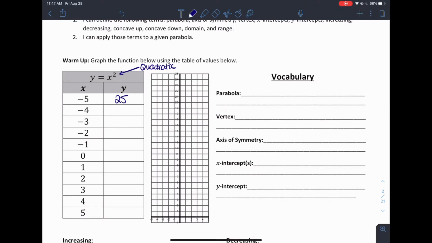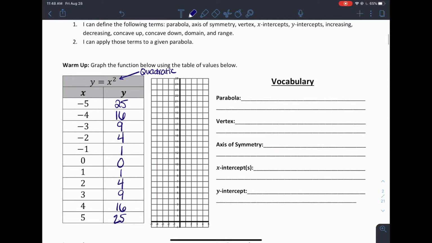So -4 squared is 16, 9, 4, 1, 0. 1 squared is 1, 2 squared is 4. 3 times 3, 9, 16, 25. There's some nice symmetry going on here. I think that'll be important later. I'm going to go ahead and plot these points as if they're ordered pairs, right? So -5, 25, -4, 16, -3, 9, -2, 4, -1, 1, 0, 0, 1, 1, and keep going.